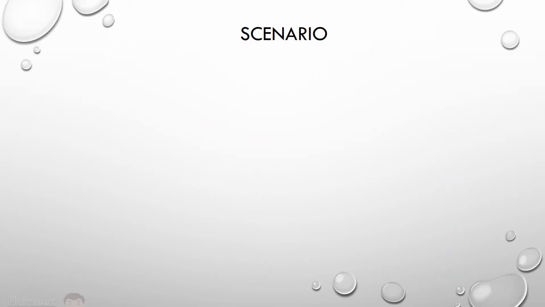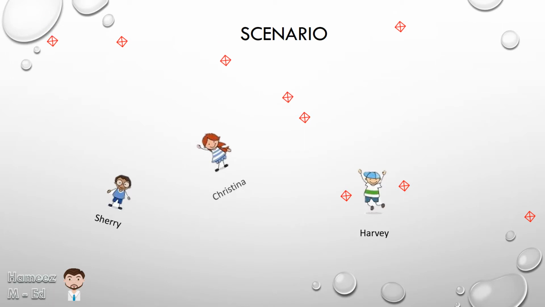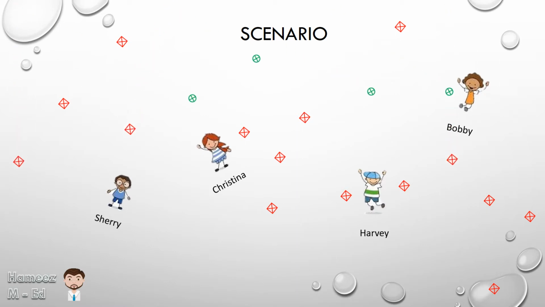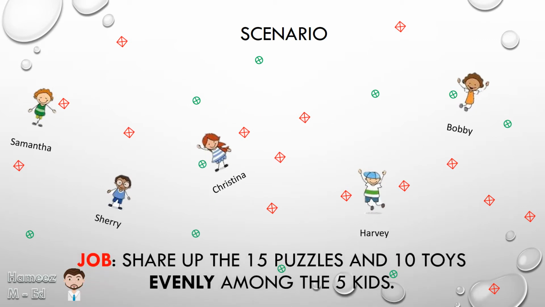We are having a get-together for the neighborhood children, and we have 15 puzzles and 10 toys to distribute evenly among them. There were 5 children who came to the party: Sherry, Christina, Harvey, Samantha, and Bobby. So our job is to work out exactly how many puzzles and toys each one of them gets.